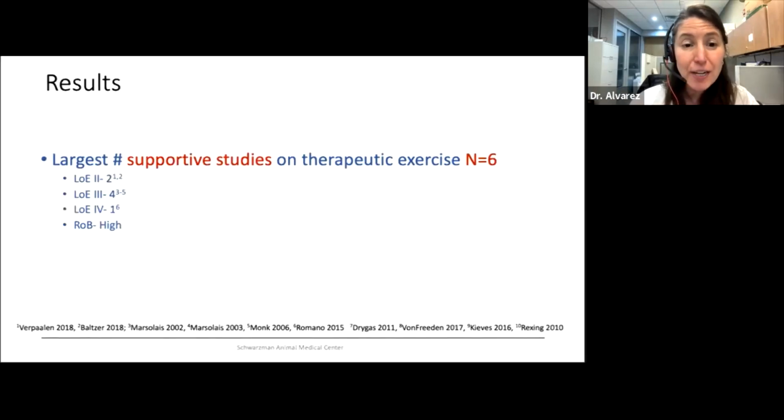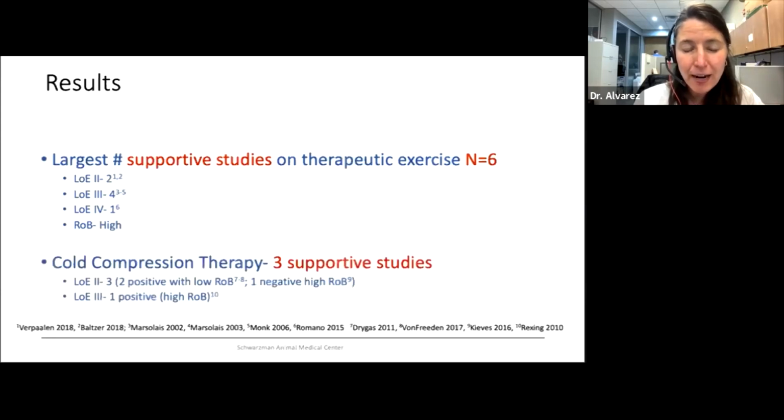The largest number of supportive studies, interestingly, were on therapeutic exercise. So it actually was not in the modalities. I think all of us want to wave a laser on our patients and know that they're going to get better. But if you think about if you've ever had an injury, it's the physical therapist working with you. And it's what you do physically with your body that helps you improve. And that is exactly what we found in this study.